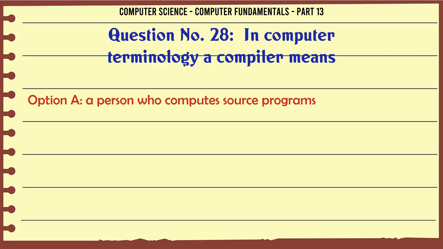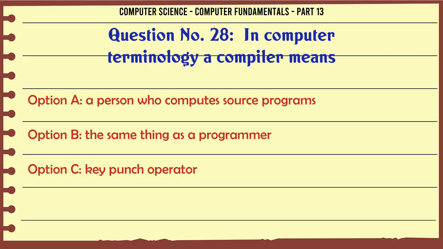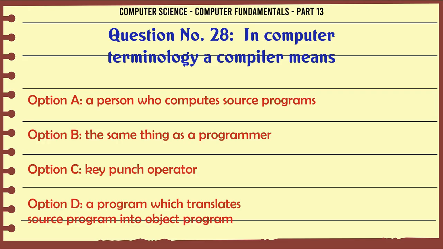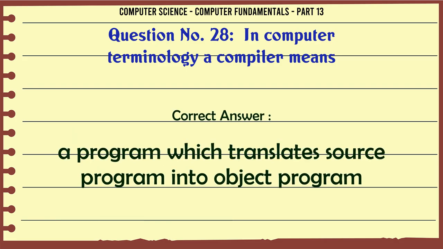In computer terminology, a compiler means A. A person who computes source programs. B. The same thing as a programmer. C. Key punch operator. D. A program which translates source program into object program. The correct answer is a program which translates source program into object program.